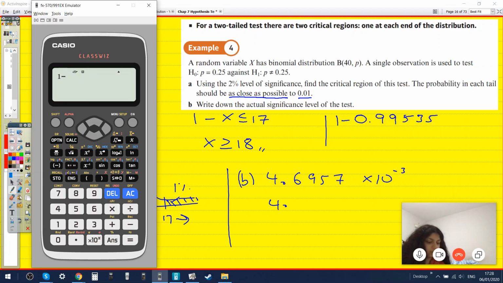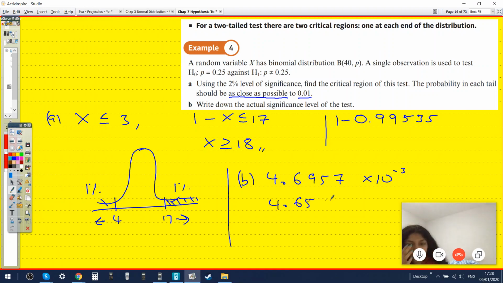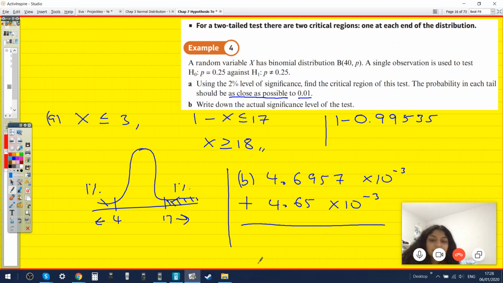1 minus... Yeah, it's 4.65 to the minus 3, which is what I'm getting. So it's not exactly the same. That's a minus 3. We should just get one number, however. How? You would add these two together. I've literally never done this, but okay. So add those two together. What do you get?